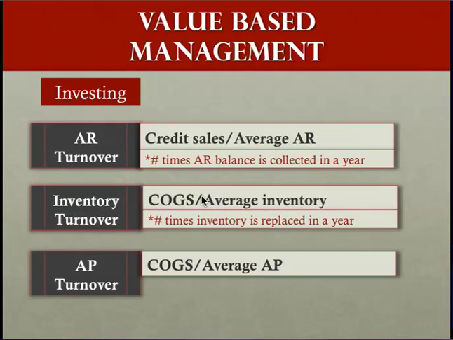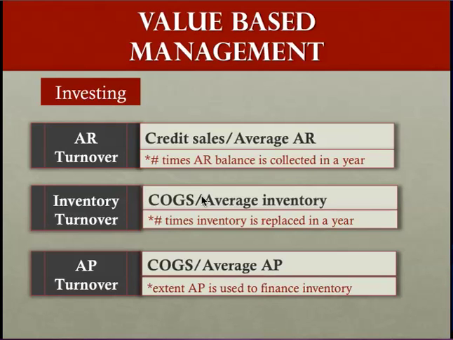Now, accounts payable turnover is the last one. It's cost of goods sold divided by average accounts payable. This is the extent accounts payable is used to finance inventory. This measures the extent to which we are essentially financing our inventory. So the lower is better, which means you're holding your payables longer. Generally, you want this to be at least what your accounts receivable turnover ratio is, since you use the money that you collect from your customers to pay down your accounts payable.